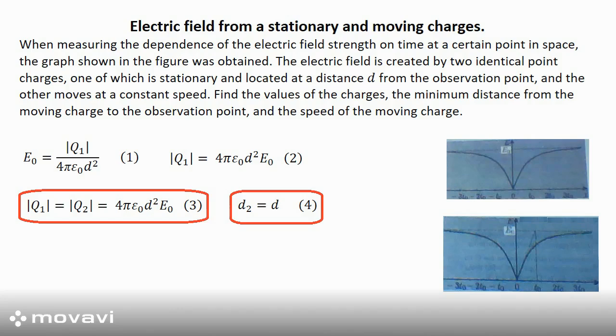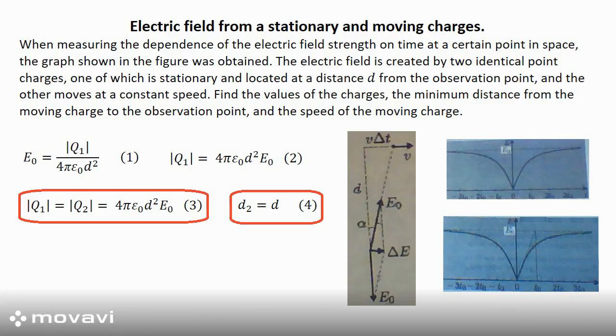In order to find the speed of the moving charge v, we find the field strength at the observation point after a short time delta t after the field was equal to 0. For definiteness, we will consider the charges to be negative. During the time delta t, the moving charge has shifted a distance v delta t, see the second figure, and the field has increased by the value from formula 5.